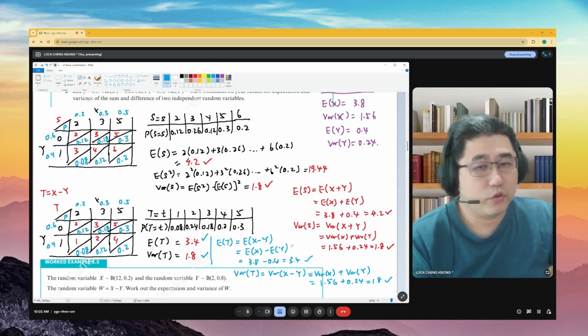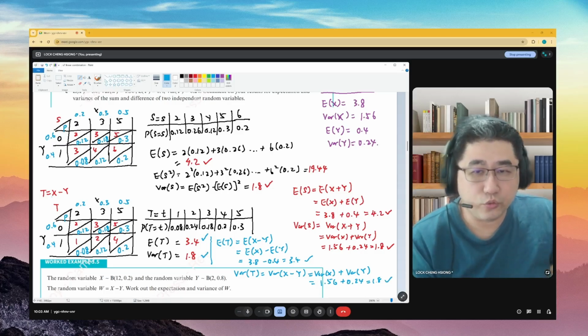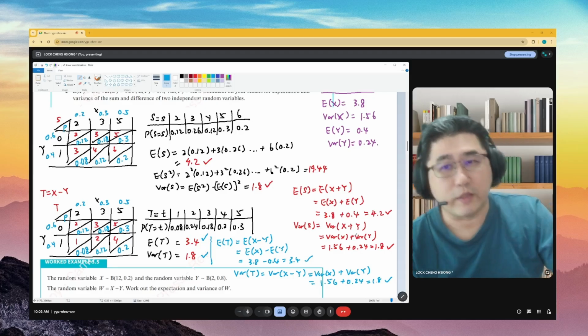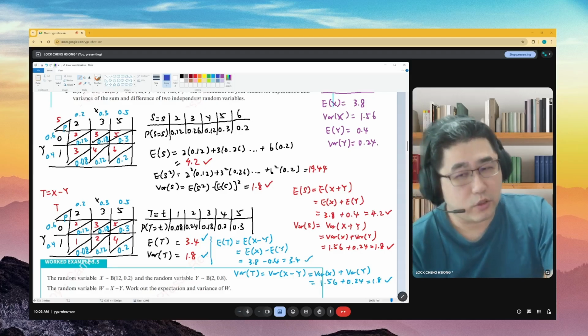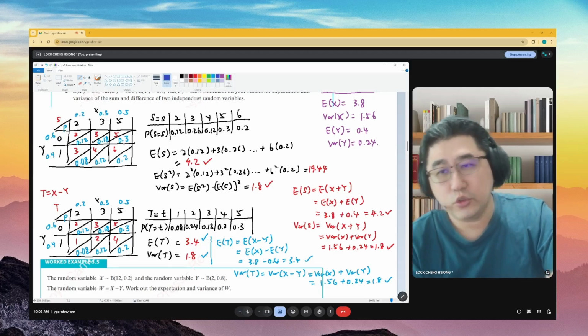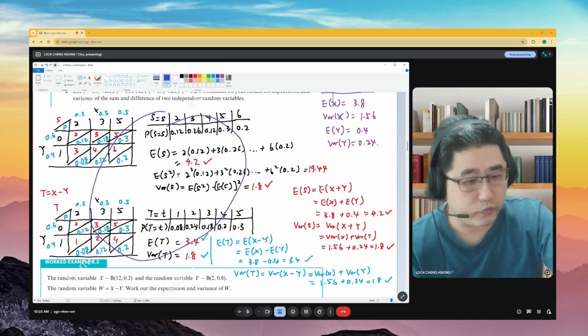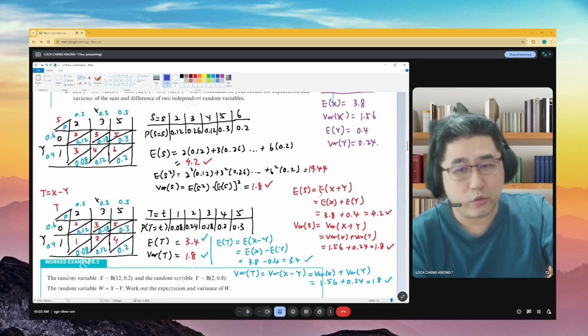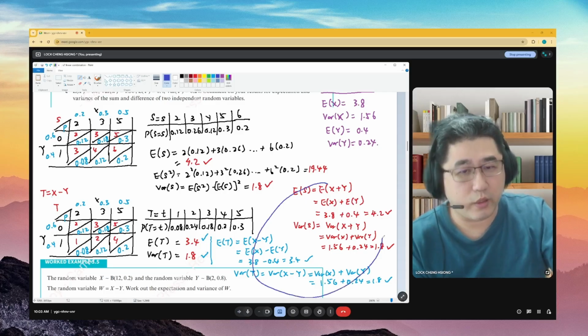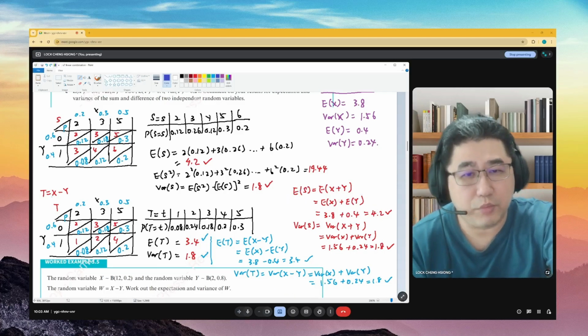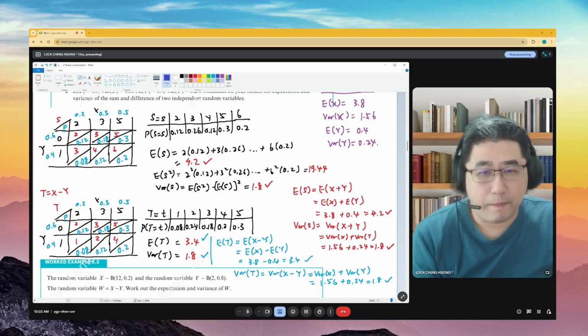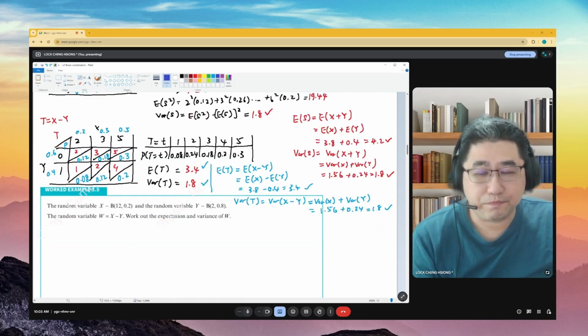Okay, so this is how the rule is applied. As I said, this depends on the design of the question. Usually, the question is not going to give you this table, and the question will expect you to know how to apply the formula immediately. Okay, let's go for the next example.